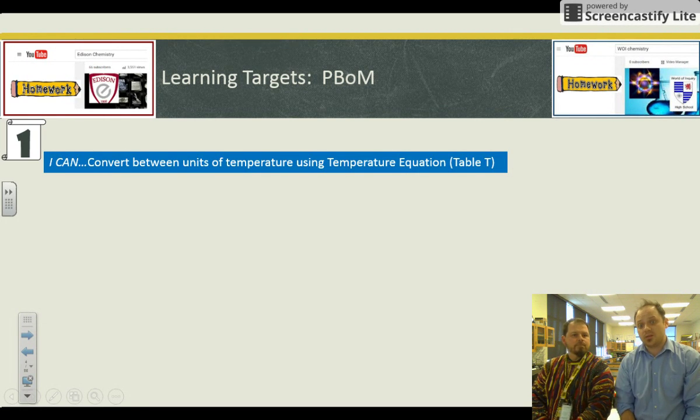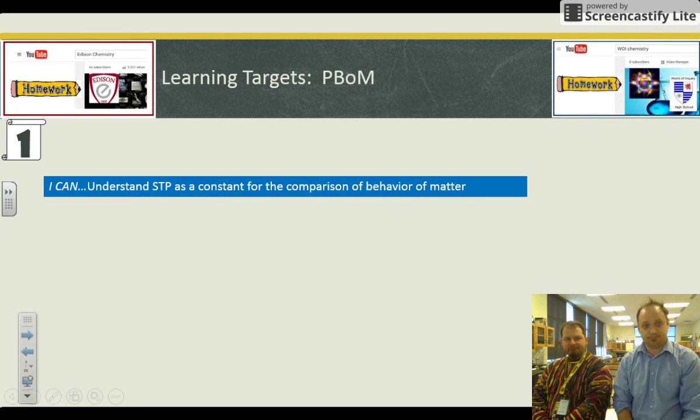Can we convert between units of temperature using an equation on Table T? Plug in and chug it. Yeah, this one's a piece of cake.